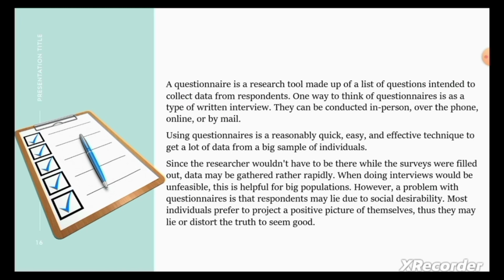However, a problem with questionnaires is that respondents may lie due to social desirability. Most individuals prefer to project a positive picture of themselves. Thus, they may lie or distort the truth to seem good.